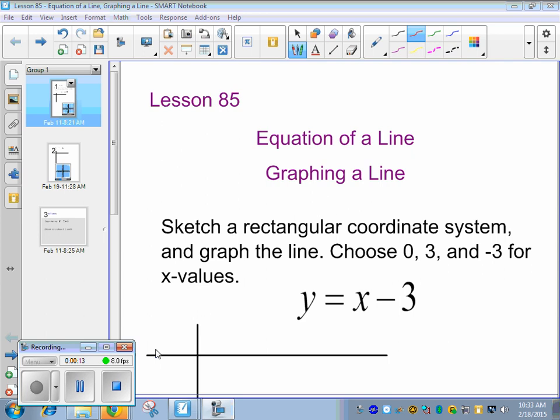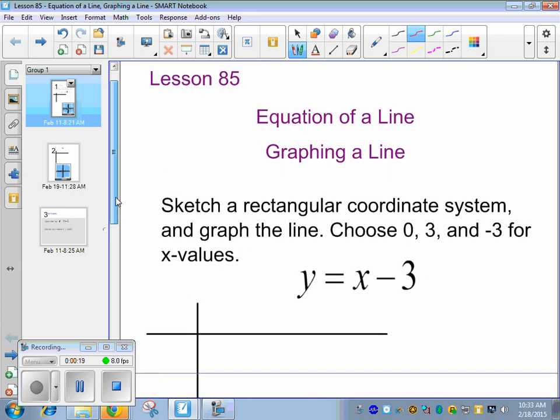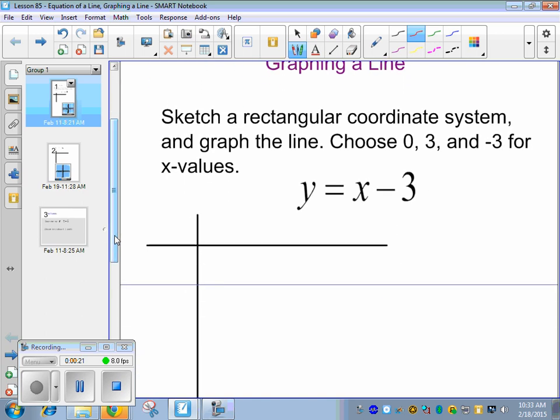And that would be by making a table. All right? So we're going to sketch a rectangular coordinate system and graph a line. Choose 0, 3, and -3 for x values. So they're telling you what to plug in for x. So I want you guys to sketch that table. I call it a t-table, except we're kind of extending it a little bit to the right. And we're always going to put our x here, and then our equation here. So y equals x minus 3.